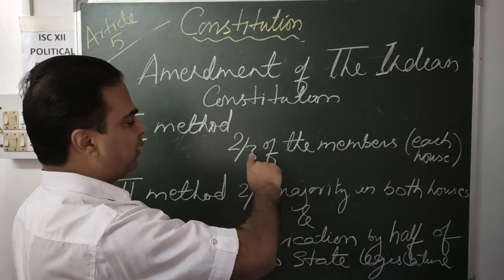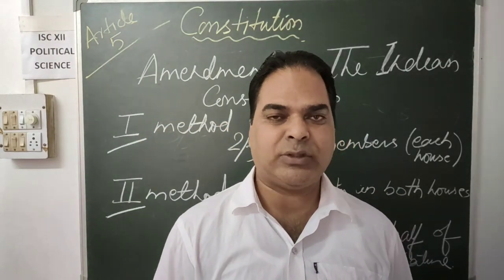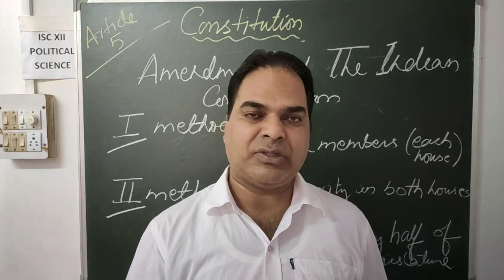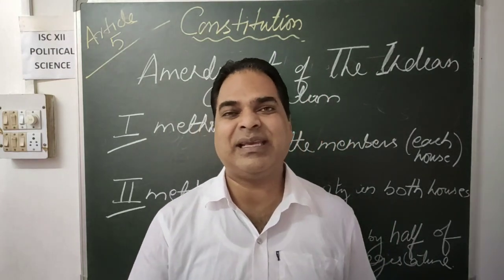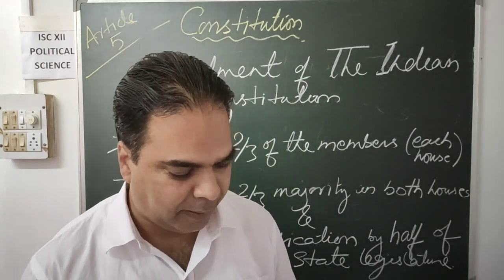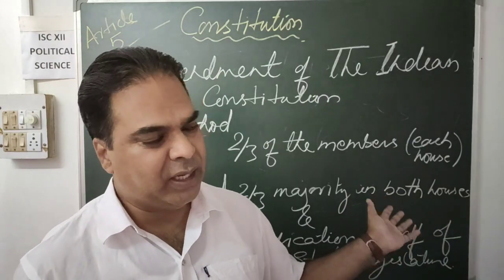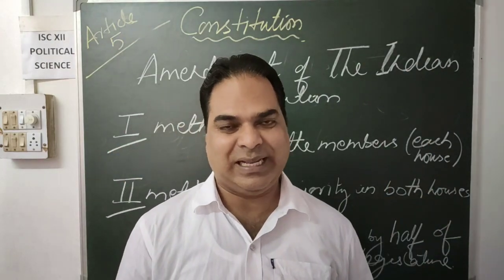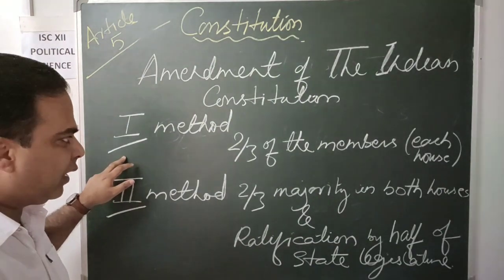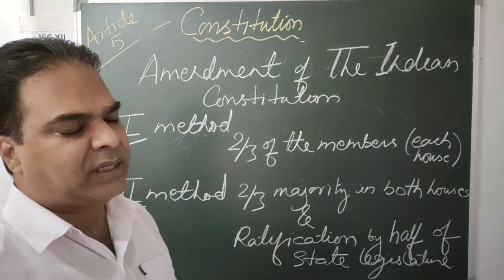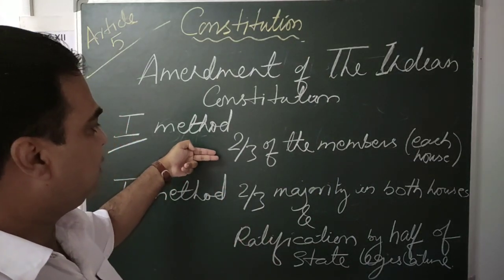So here itself it can be done. If 2/3 of the members of each house agree to bring an amendment in the Constitution, then they can easily do that, and get it signed by the President of India. This is a very simple process. Here they don't have to get the consent of the state legislatures. So that is the first method. We'll discuss what type of changes can be brought to the Indian Constitution through the first method.